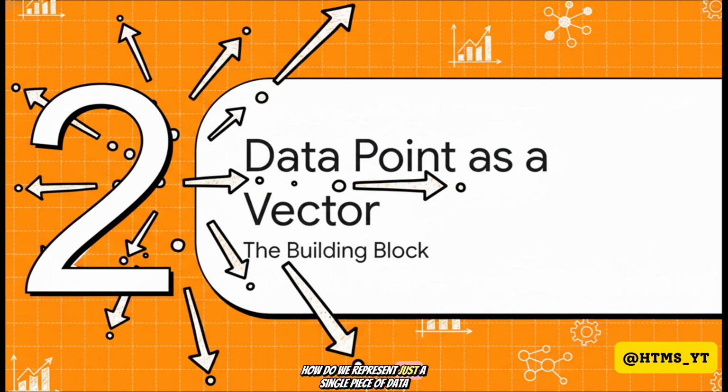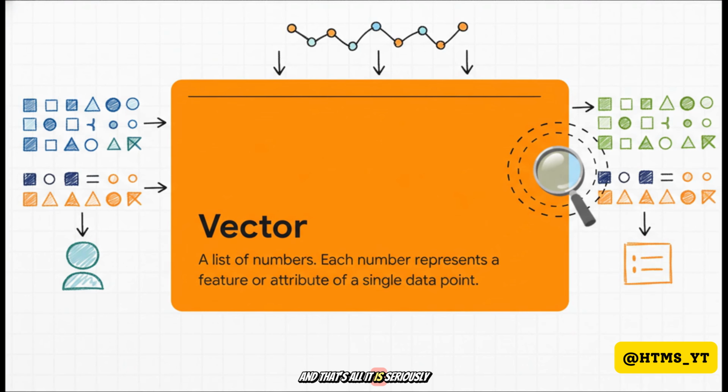How do we represent just a single piece of data? Well, this is where the idea of a vector comes into play. And that's all it is, seriously. A vector is just an ordered list of numbers, kind of like a single row in a spreadsheet. Each number in that list describes one specific thing, what we call a feature, about one single object.